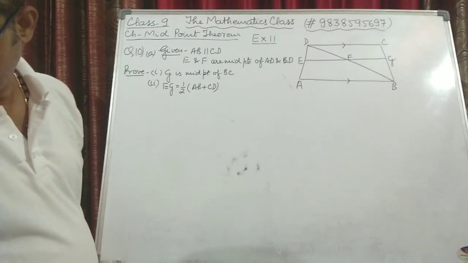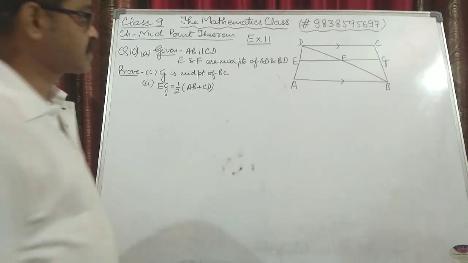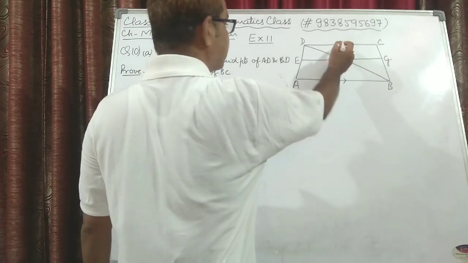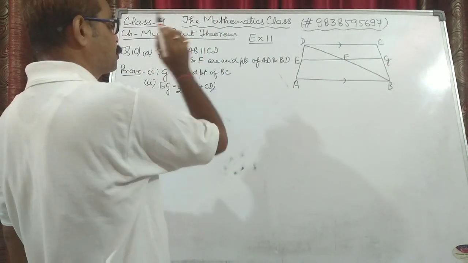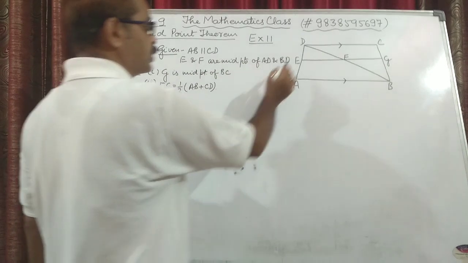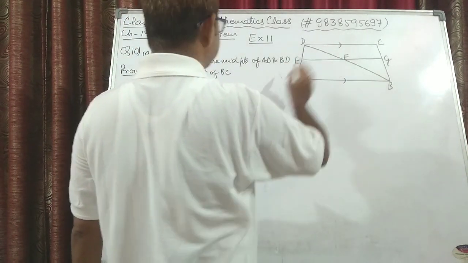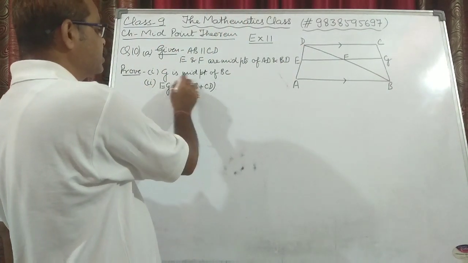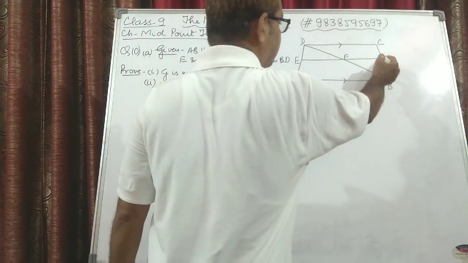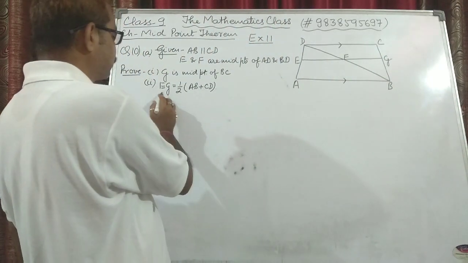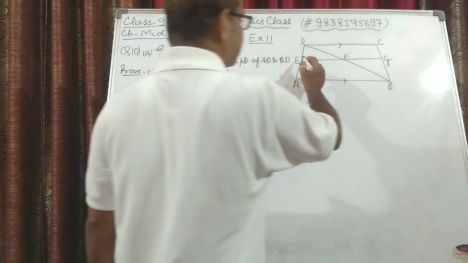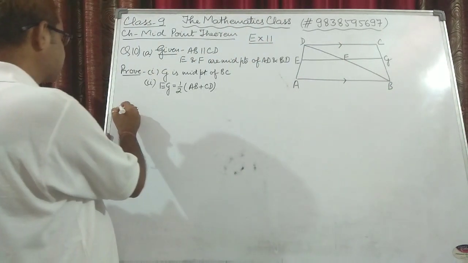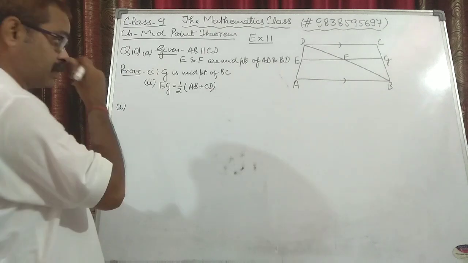In the given quadrilateral ABCD, AB and CD are parallel. E and F are the midpoints of AD and BD. We have to prove that G is the midpoint of BC. And in the second part, we have to prove that EG is equal to half of (AB plus CD). So first we'll start with the first part.